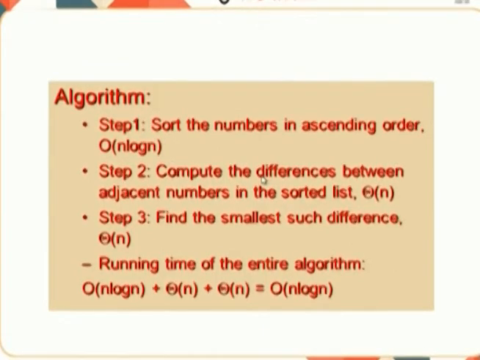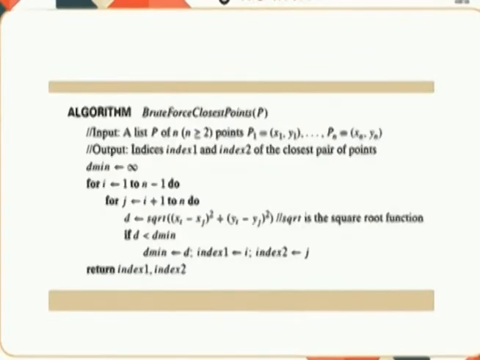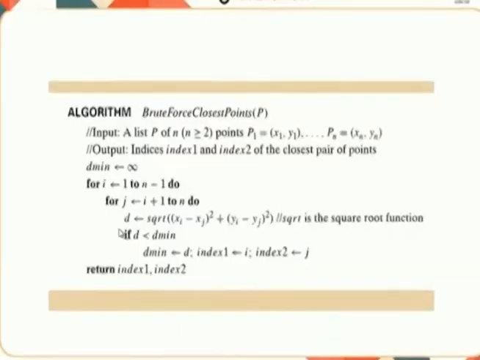Then after that I have to compute the distance between the adjacent points or numbers. In that case the complexity is going to be theta of n, and I have to update the smallest one, which is also going to be theta of n. Therefore, if you see the complexity of all the things, it is order of n log n, theta of n and theta of n, which is going to be order of n log n. So, this is what the formal algorithm is going to be.